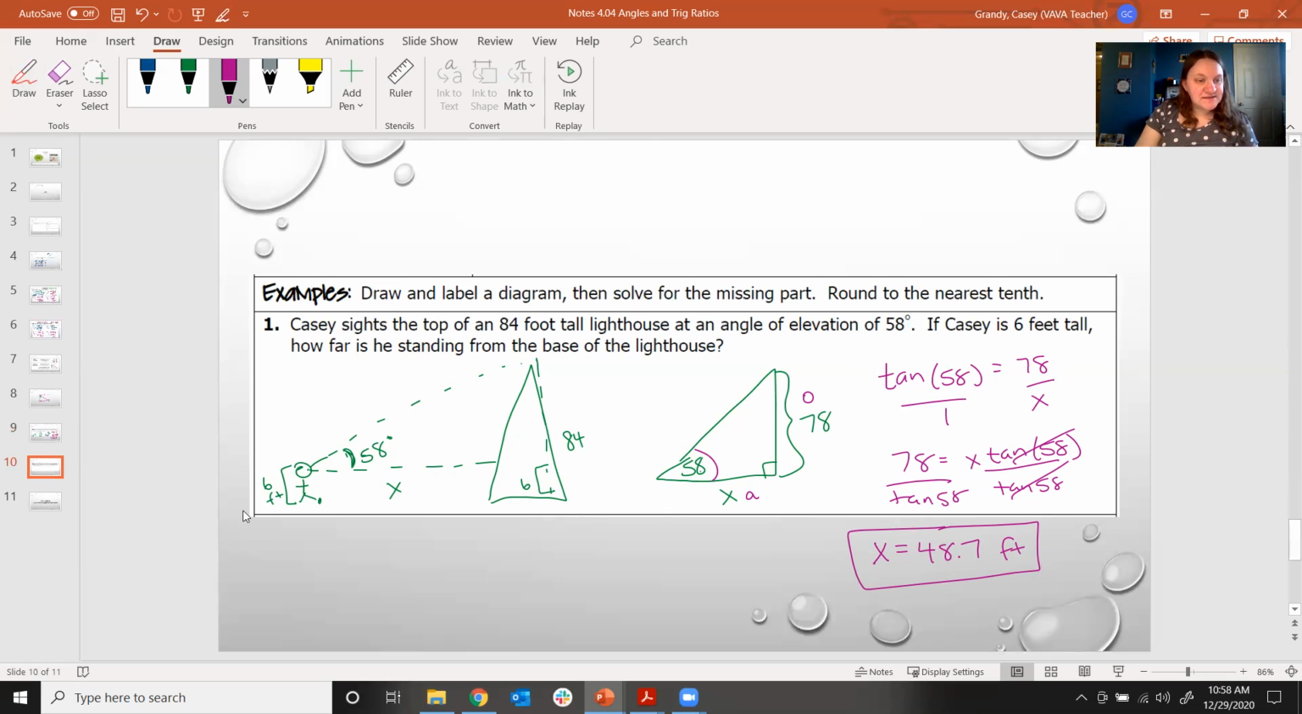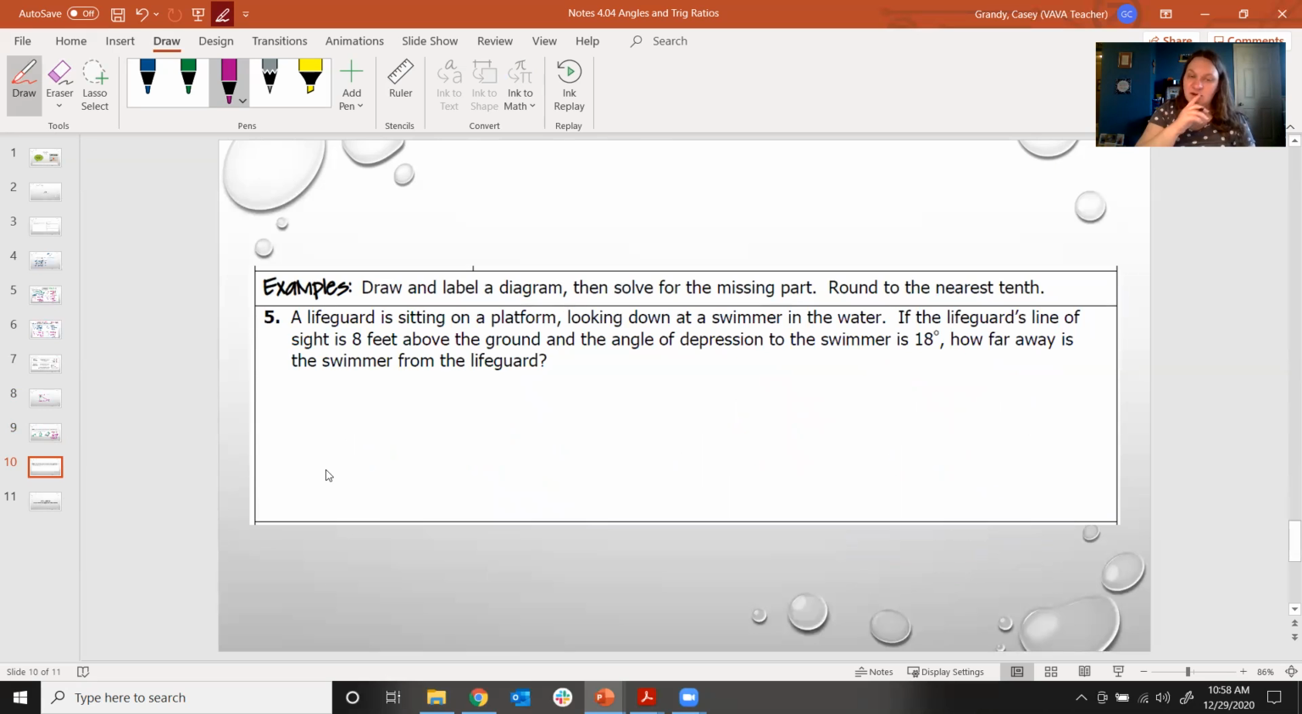Okay, let's look at the last example here. A lifeguard is sitting on a platform. Okay, I am not the greatest artist, but here's my lifeguard on a platform. Wearing a hat, okay. Looking down at a swimmer in the water. Here's our water. Here's my swimmer. Okay, so the lifeguard looks out horizontally and then looks down at the swimmer. So here is an angle of depression.